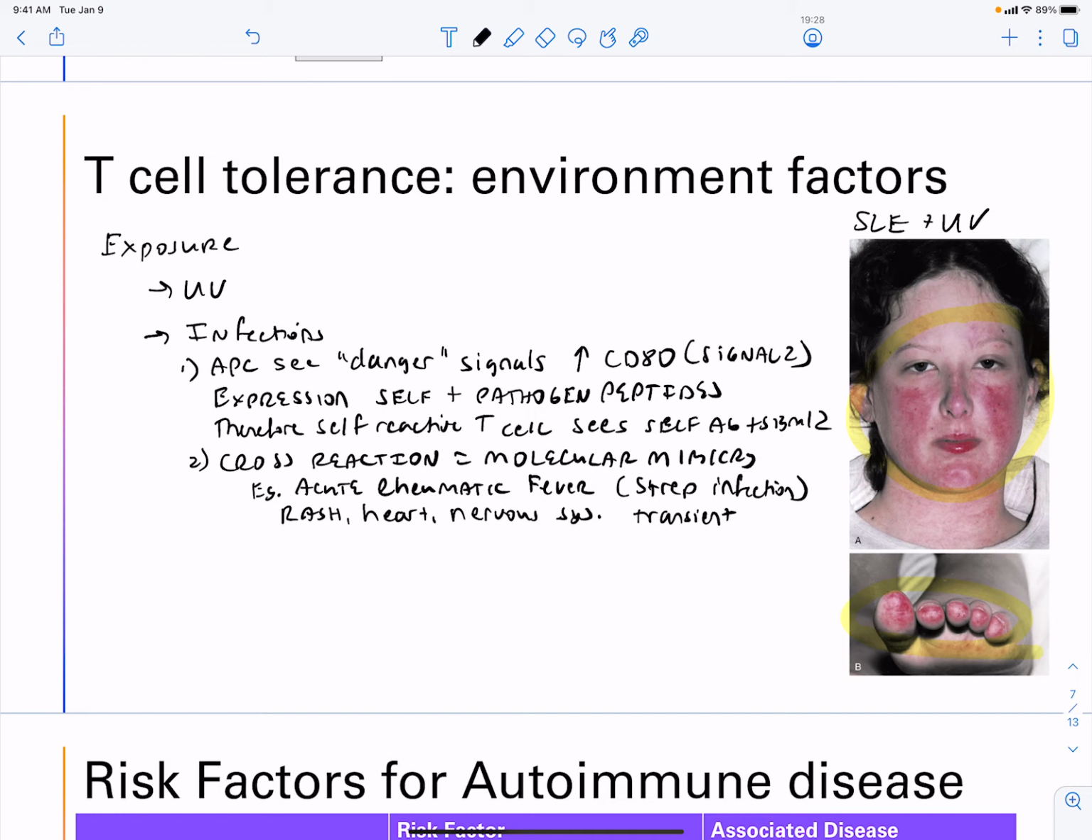And there's also some data that shows a decrease in exposure to microbes may be responsible for an increase of autoimmunity. And I say may because this isn't an absolute. I'll say contributing.